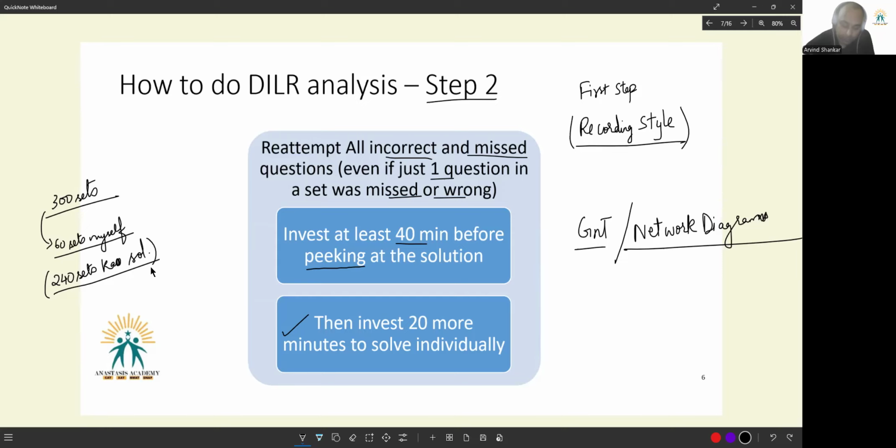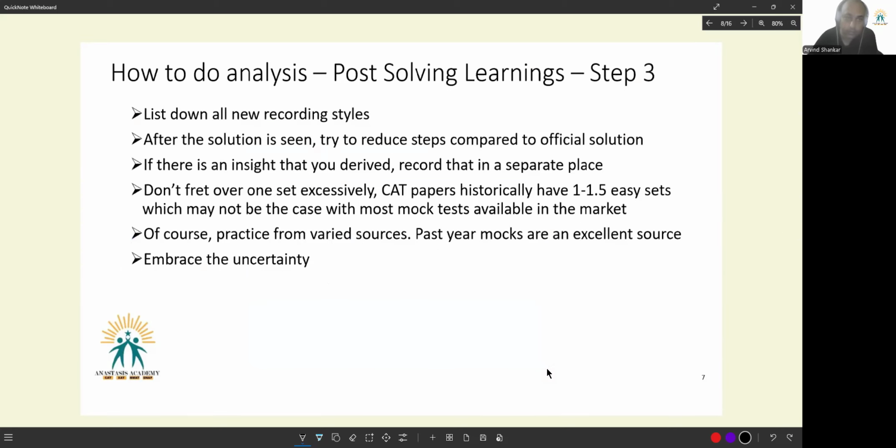Partly true, but partly also down to the fact that our process of trying to improve in DILR is a little flawed. Please do this. Even if one question in the set is wrong, do the entire set all over again. It would help you identify small careless errors also. It will also help you identify what better recording styles exist. After you've invested 60 minutes on this set, then you can go ahead and look at the solution, whether it is video, whether it is text, whatever it is.